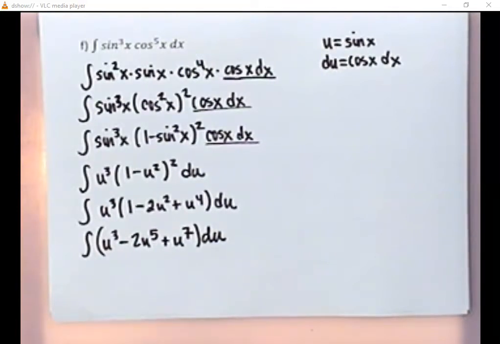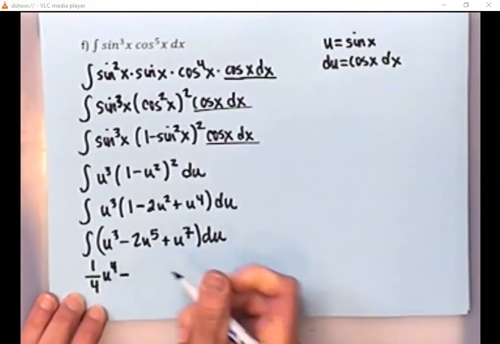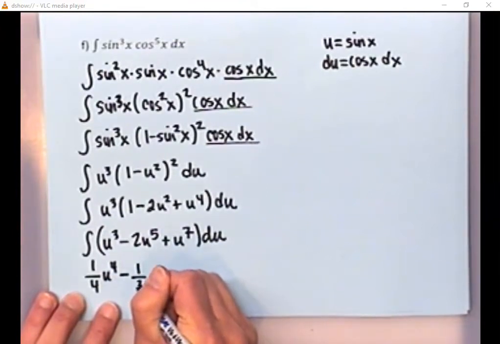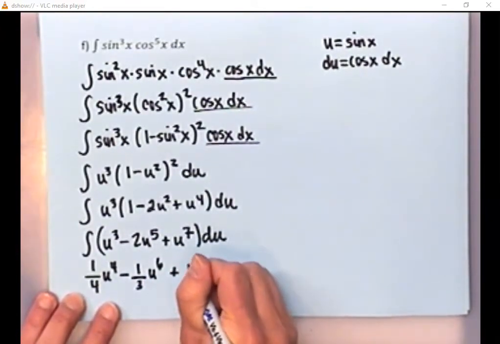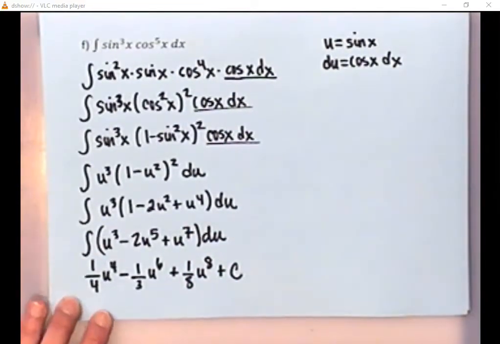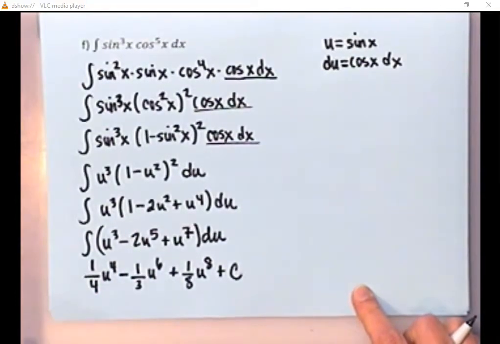And then we just integrate. So Nathan, what would I get when I integrate this? Yep. Yeah. 2/6, which becomes 1/3, good. Yep, plus 1/8 u to the 8th. Looks great. Okay, good. So 1/4 u to the 4th, this becomes 2u to the 6th over 6, which reduces to 1/3, and then 1/8 u to the 8th plus c.